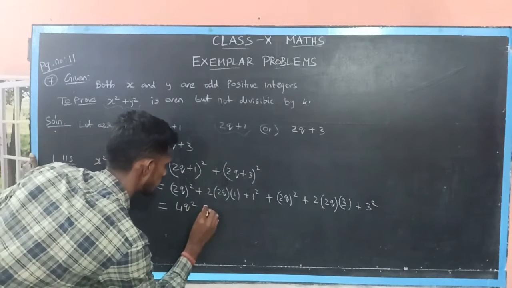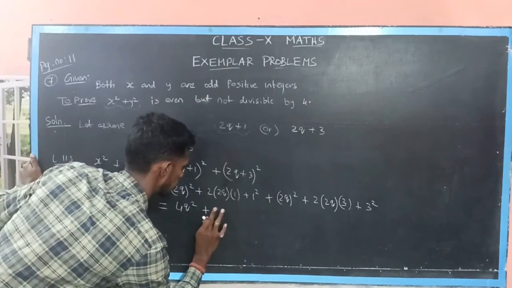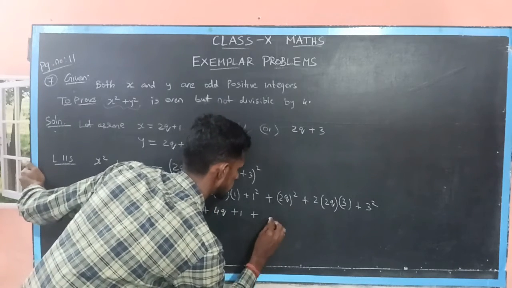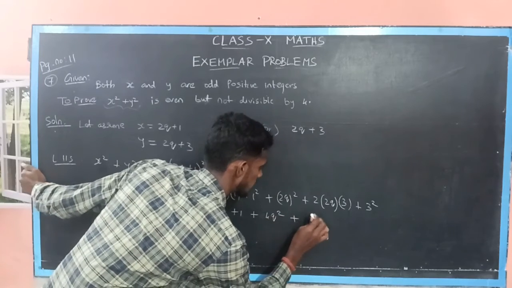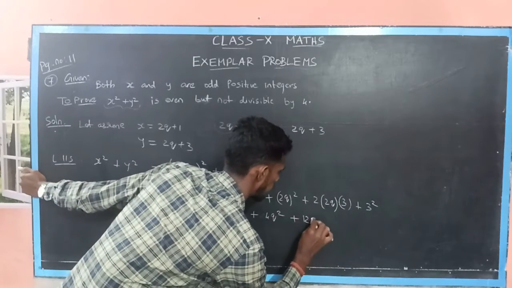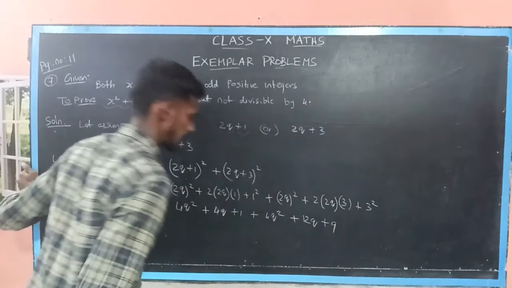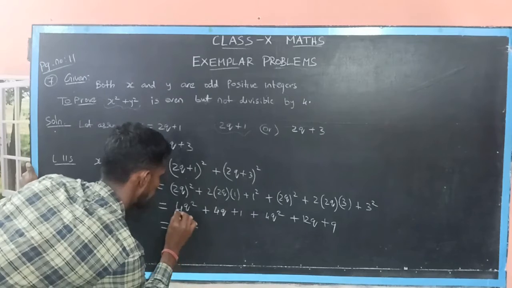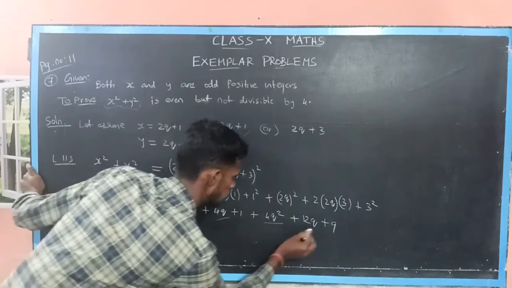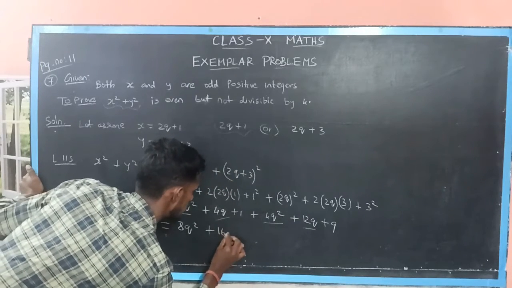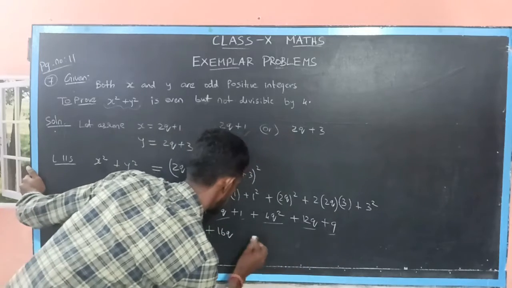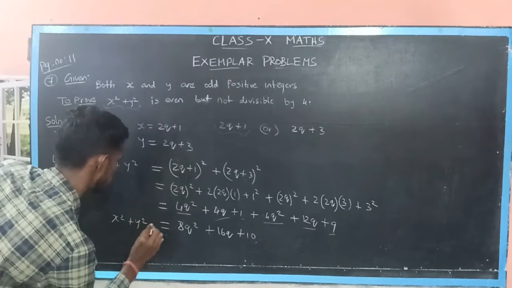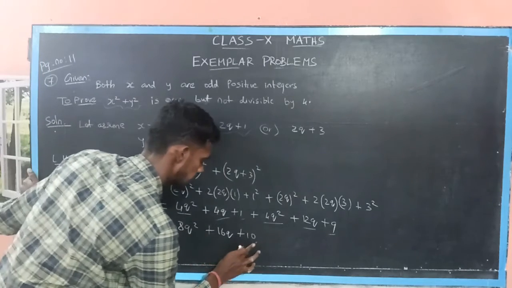4q square plus 4q plus 1 plus 4q square plus 12q plus 9. So it is 12q plus 9. This can be simplified as 8q square, and 4q plus 12q is 16q, and 1 plus 9 becomes 10. So I am getting x square plus y square is equal to 8q square plus 16q plus 10.